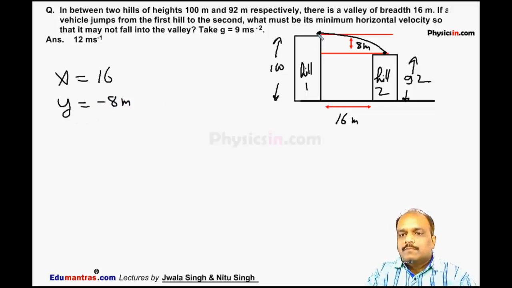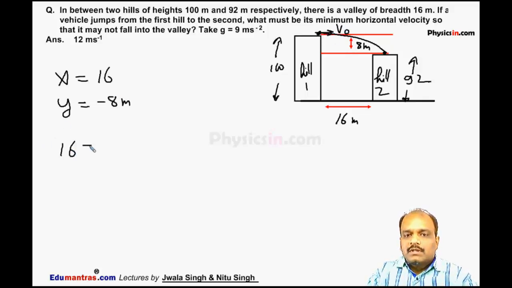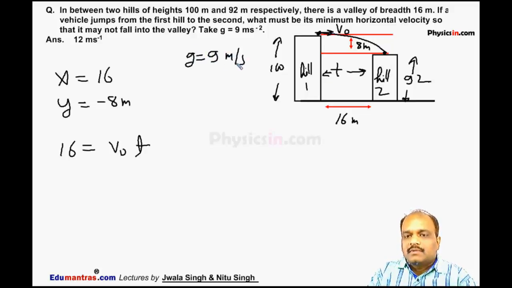Now we have to calculate with what speed this vehicle will jump. Let this speed be v0. So we can say 16 is equal to horizontal speed, v0 into t. Let it take time t to cross this valley. In this question it is given that g is equal to 9. It must be taken care. G is 9. Now vertical displacement is minus 8, which is equal to uy 0 into t minus half, g means 9, into t square.